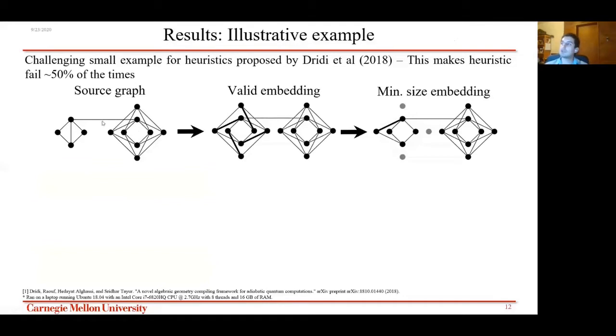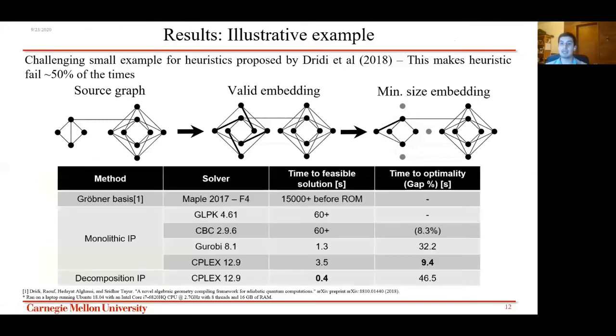So here, an illustrative example just to begin. We want to embed the source graph into two cells of Chimera. You can see that this is very trivial. Just we need to add an extra embedding here. This is challenging for the heuristic. It will fail 50% of the time. Now, when you solve it with the computational algebraic approach, this is a slightly bigger problem.